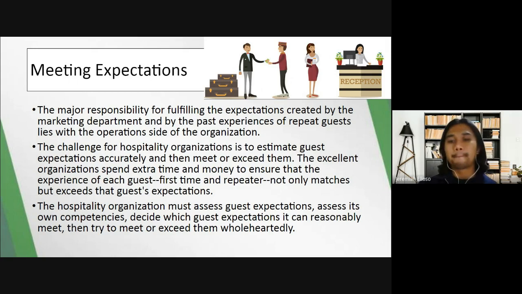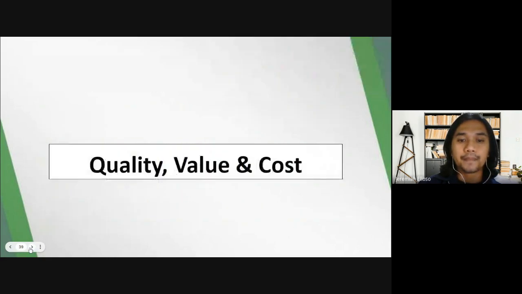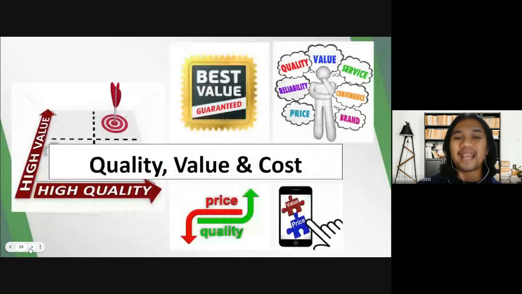Okay, so the hospitality organization must assess guest expectation, assess its own competencies, and decide which guest expectation it can reasonably meet, then try to meet or exceed them wholeheartedly. All right, so that ends our discussion for today. And next time we will be talking about quality, value, and cost.